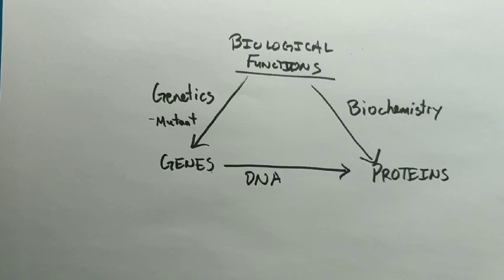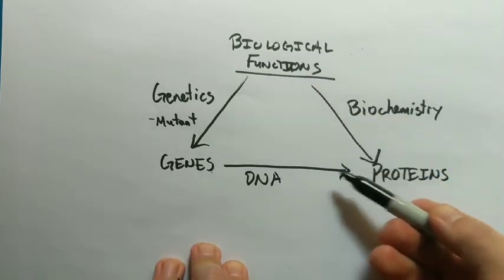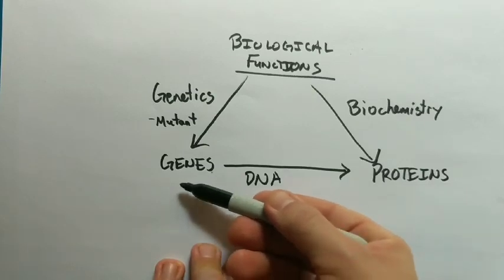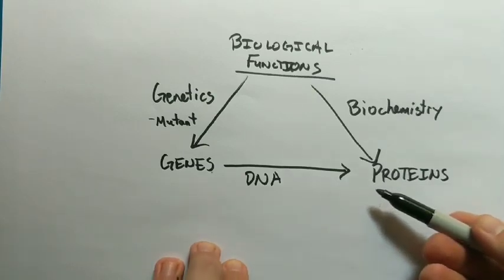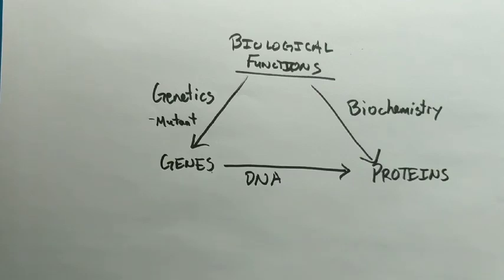And so this triangle, this pyramid, is what we are going to be looking through for a little while. So we have a function. What are the proteins involved? What are the genes involved? And how do those genes build those specific proteins? There's a lot else that would go into this, and the historical perspectives, but that's kind of the gist of what we're going to be doing.